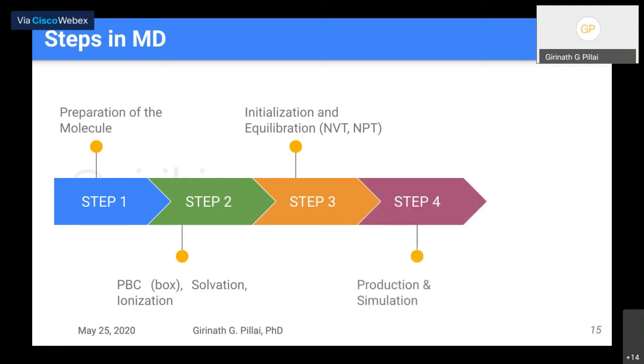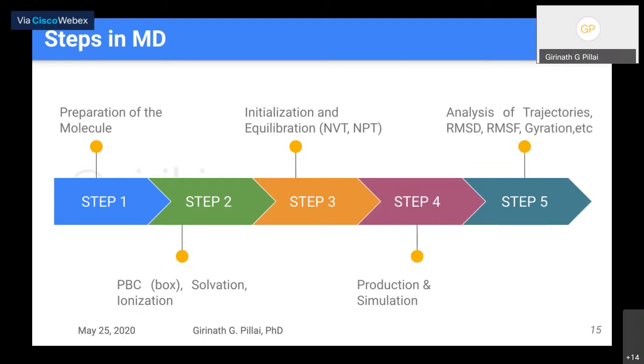And then we do production and simulation as a long-range calculation. And at the end, data collection. We want to analyze the trajectories: RMS and RMSD, RMSF, then bond formations and gyrations, etc.